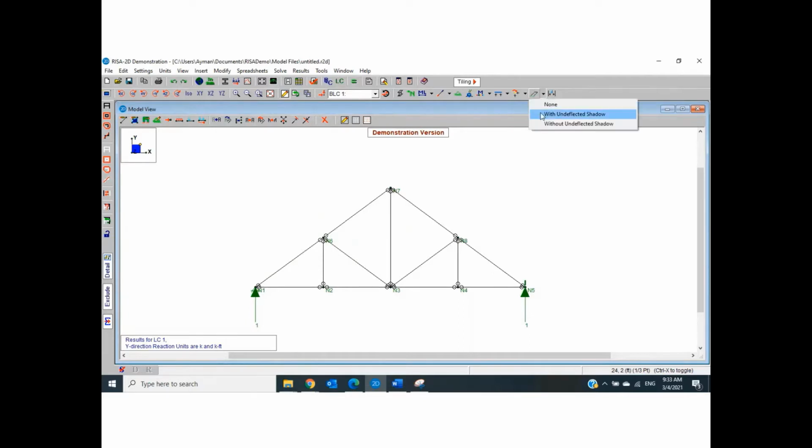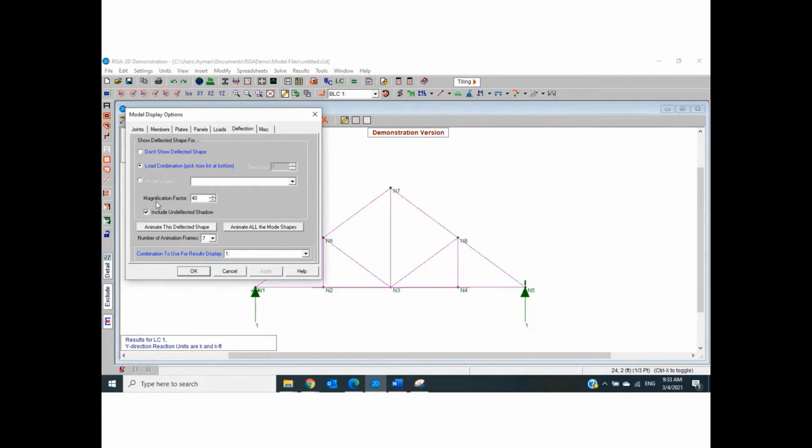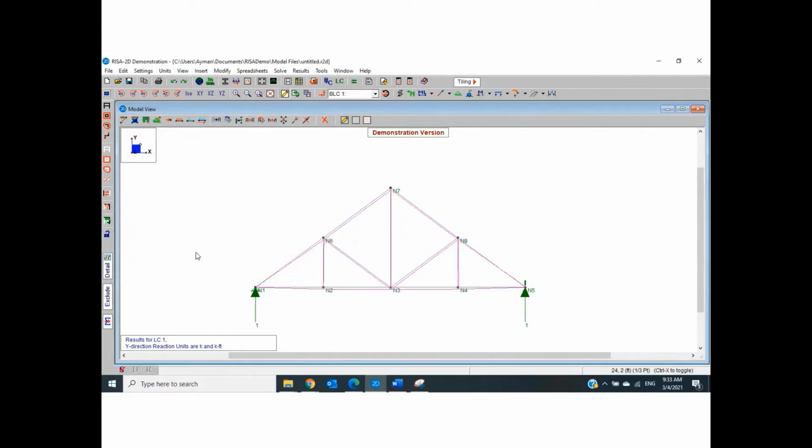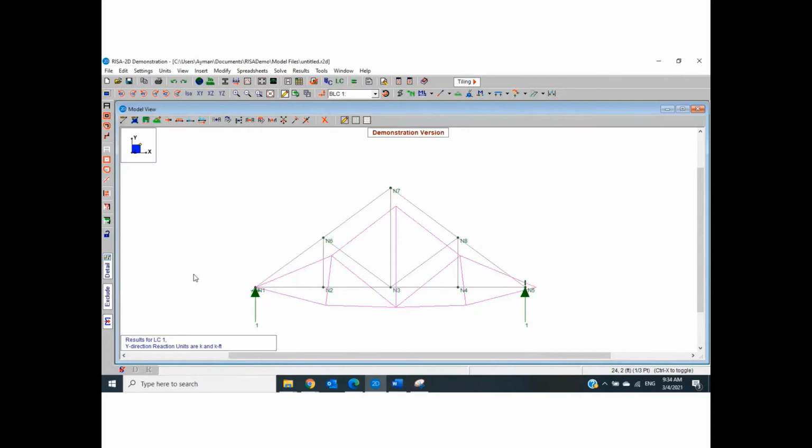If you'd like to show the deformed shape, here you go, the deformed shape, but it's very, very small. If you would like to zoom in, this icon, deflection, we have something here called the magnification factor. Make it bigger, 1000 for example. There you go. If it's still small, go ahead and make it 10,000. There you go. The structure will not be deformed like this, but I'm just zooming in.